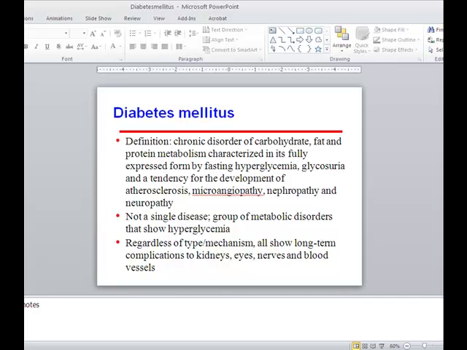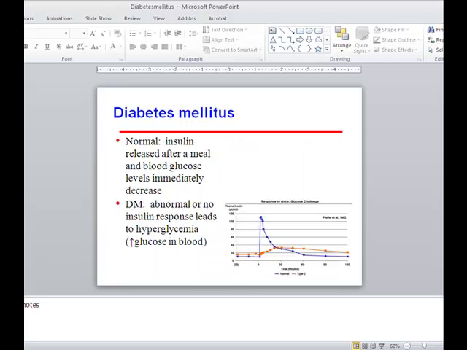And it's not a single disease, it's a group of metabolic disorders that manifest in the form of hyperglycemia, and regardless of the mechanism, long-term complications are present throughout the body, and most importantly in the kidney, the eyes, the nervous system, and the blood vessels. Okay.